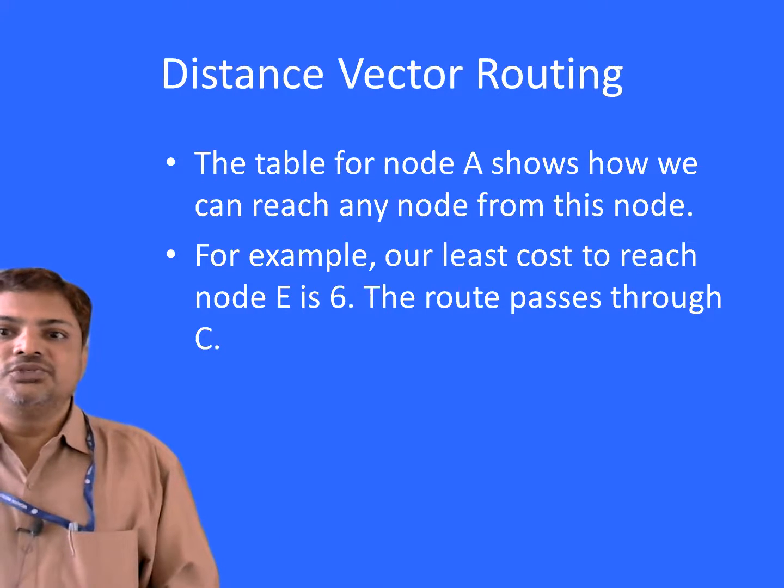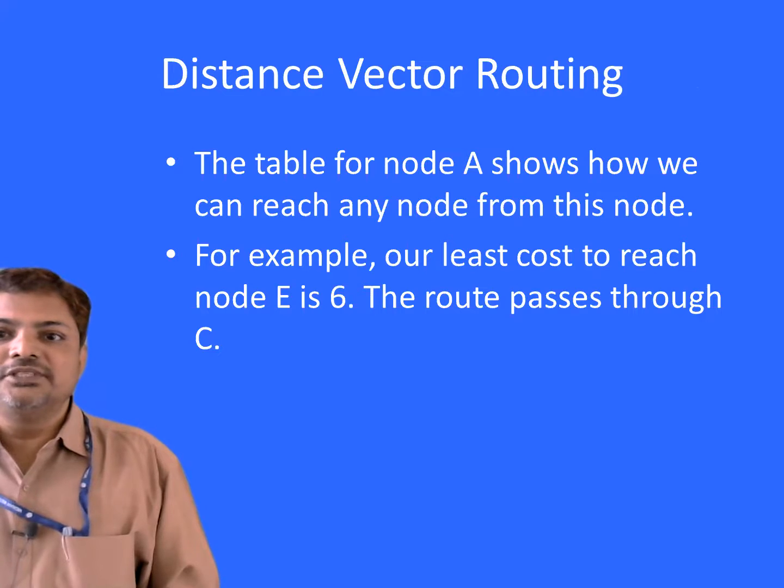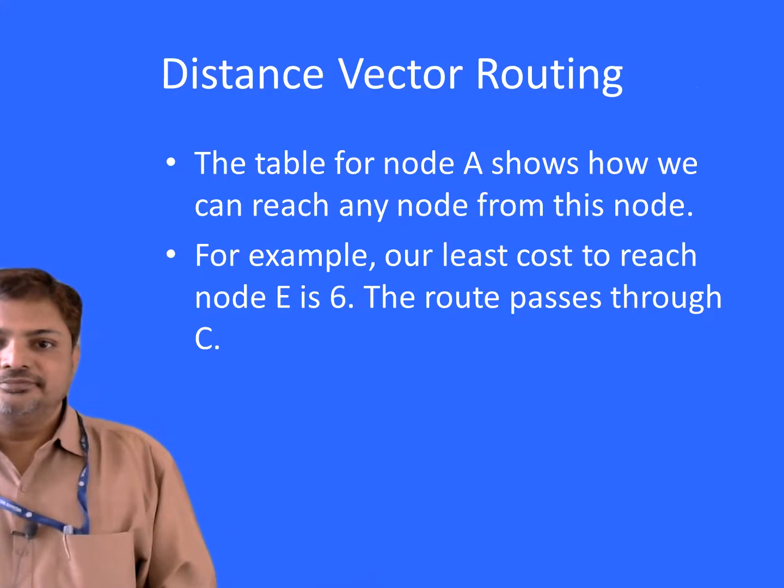The table for node A shows how we can reach any node from this node. For example, our least cost to reach node E is 6. The route passes through C.